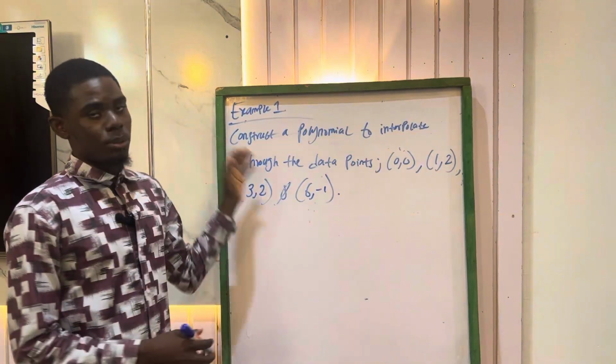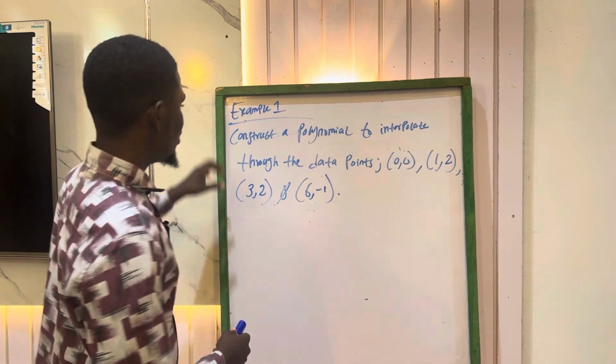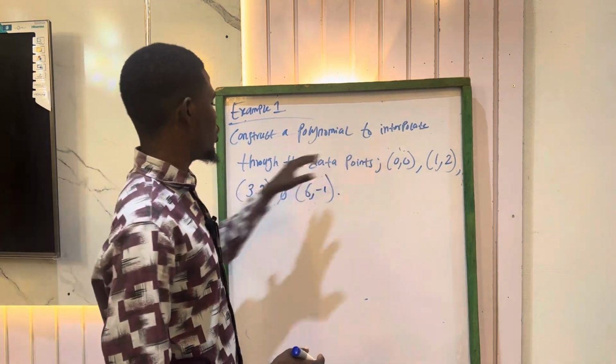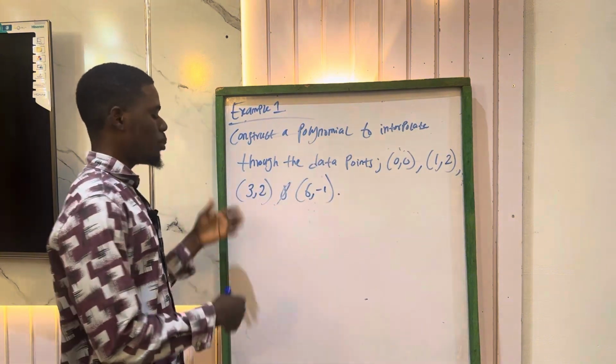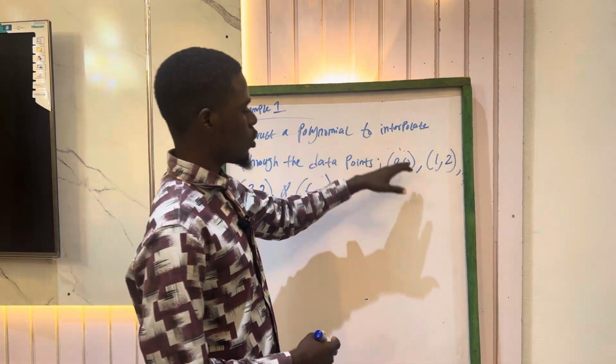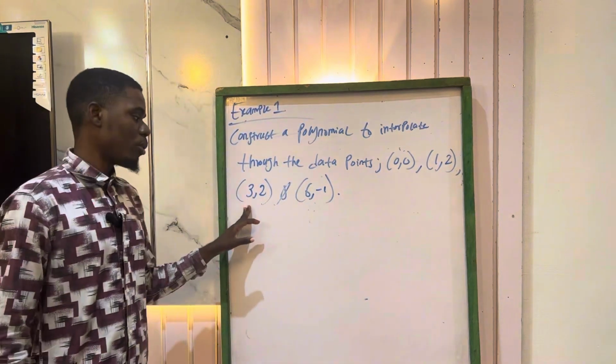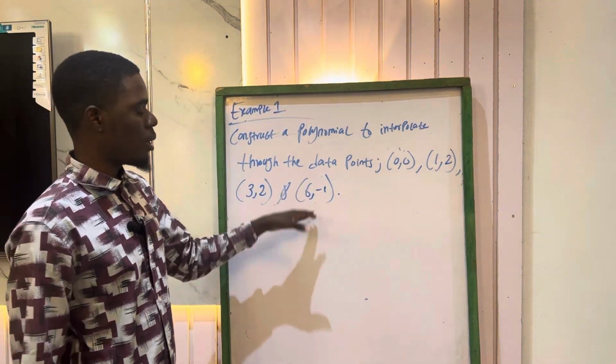We're going to be solving an example now, applying all that I've explained so far. In this example, the question states: construct a polynomial to interpolate through the data points given. The data points given are: the first point 0, 0, the second point 1, 2, the third point 3, 2, and the fourth point 6, minus 1.